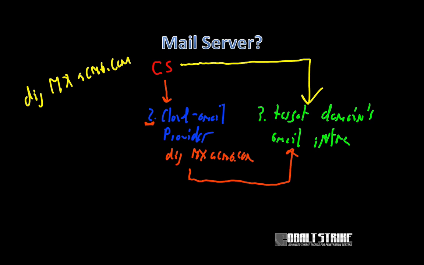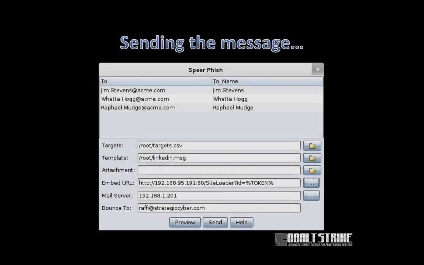You can use a cloud email provider, which makes absolute sense if you have a phishing domain and have all kinds of records to make your domain trustworthy. And if you're going to spoof a domain, you are just as well off to connect directly to your target domain's email infrastructure and use that as a mail server. All right, with all of that, the next step is to just send the message.